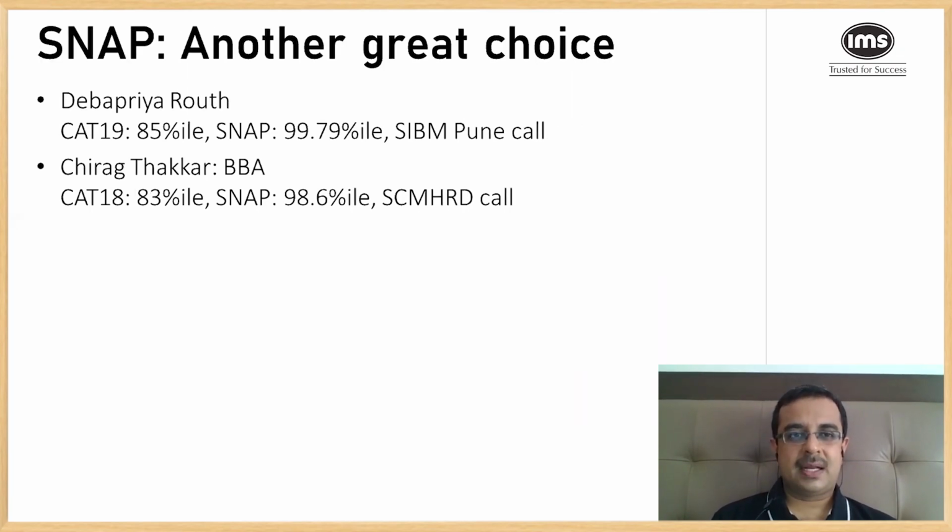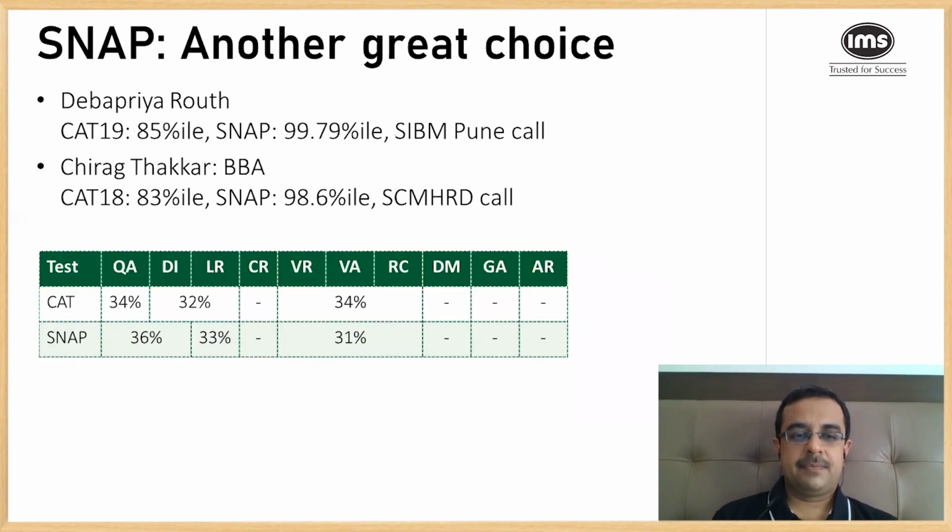Then you have the SNAP, right? As I mentioned earlier, a very good choice, because it opens the doors to multiple institutes within the Symbiosis family, right? The SNAP also, like the NMAT, tests you on quant, logical reasoning, and verbal, right? Pretty much an even split, right? But in terms of the level of difficulty, it is a little lower than the CAT. Examples of students who aced the SNAP as against the others, right?